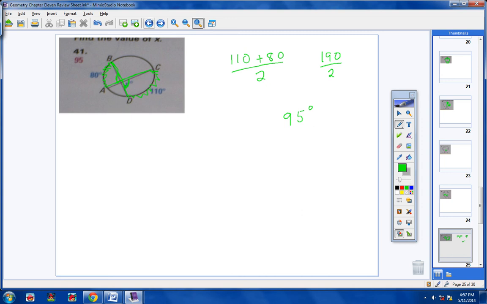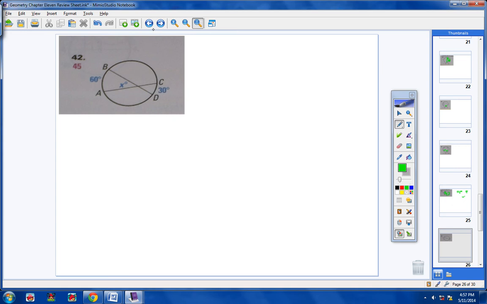Okay? Number 42, same thing. I have two chords that are intersecting, and I want to find this angle right here. So I can take this arc plus this arc, which is 90, divided by 2, and I will get 45. So this angle here is 45, and also this angle here is 45 because they're vertical angles and they're congruent.